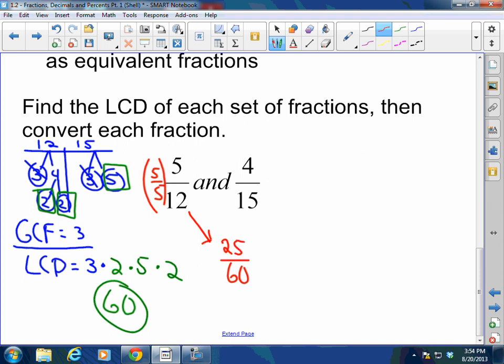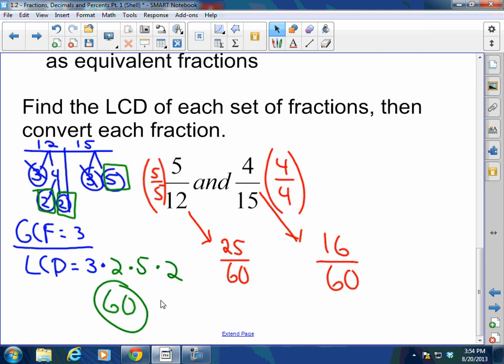I know that I want to turn 4/15 into something over 60. What did I multiply to 15 to get to 60? Well, I multiplied by 4. Whatever I multiply to the denominator, I must multiply to the numerator, so I have 16/60.